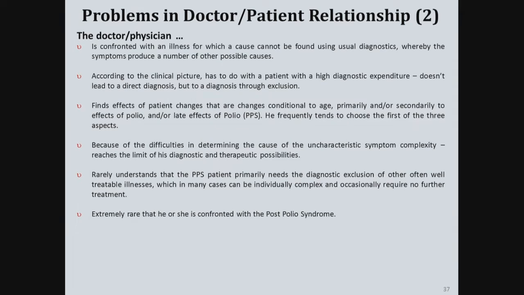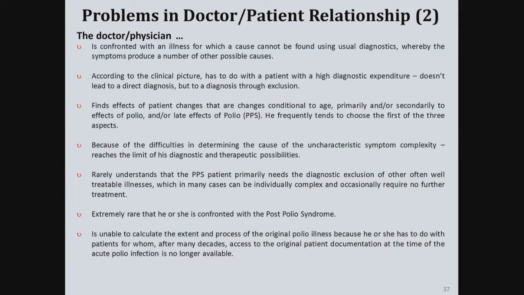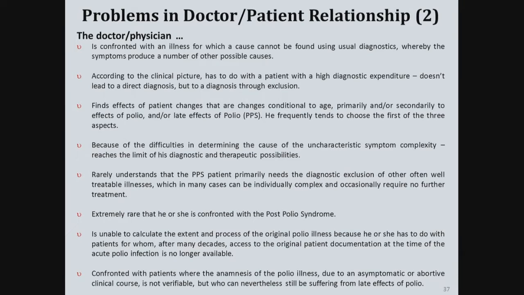Extremely rare that he or she is confronted with the post-polio syndrome. Is unable to calculate the extent and process of the original polio illness, because he or she has to do with patients for whom, after many decades, no more access to the original patient documentation at the time of the acute polio infection is available. Confronted with patients where the anamnesis of the polio illness, due to an asymptomatic or abortive clinical course, is not verifiable, but who can nevertheless still be suffering from late effects of polio.